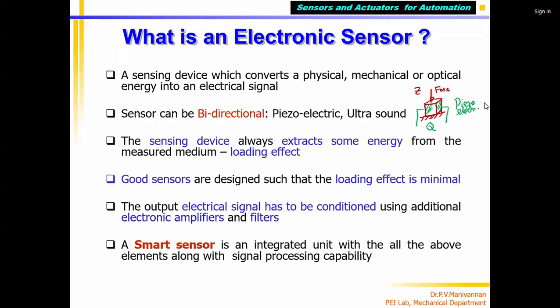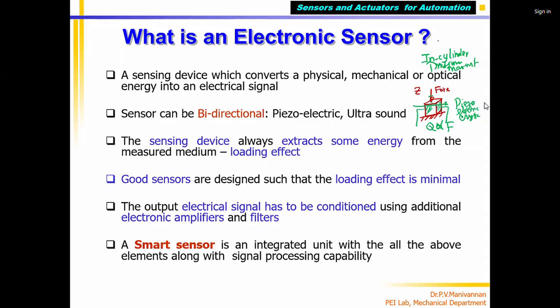Piezoelectric crystal, if I take one in cuboid shape and apply force in this direction, it produces electrical charge across this direction. So this charge is proportional to the force applied. For example, this can also be used for measuring pressure, in IC engine in-cylinder pressure measurement. For that, we use a piezoelectric pressure transducer.